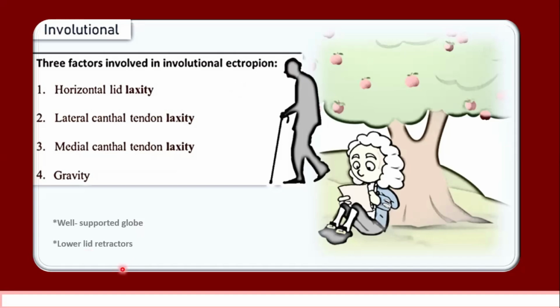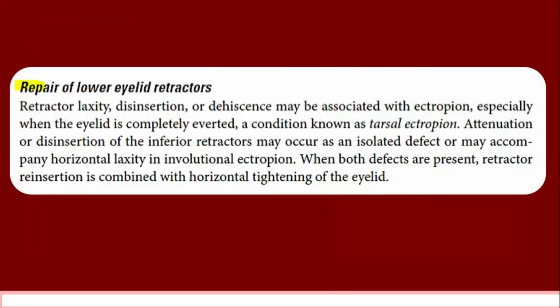Okay, so I found this in the American Academy. The oculoplastic surgeon may also address lower lid retractor repair in involutional ectropion. But the most important ones are the first three that are written in clinically. As you can see here, this is taken from the American Academy. Repair of the lower eyelid retractors may occur in ectropion because we are talking about an old patient, especially if we have some cases of involutional ectropion that are so severe that the whole lid is everted. We call it tarsal ectropion.